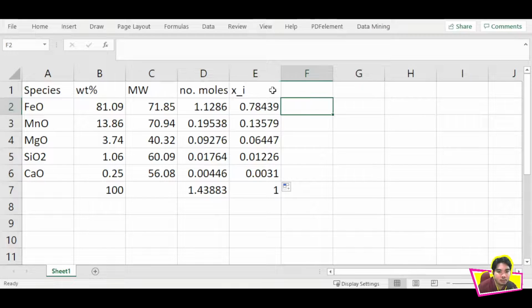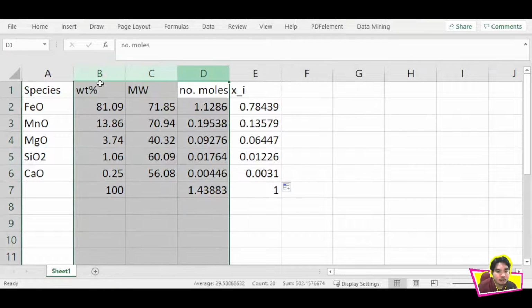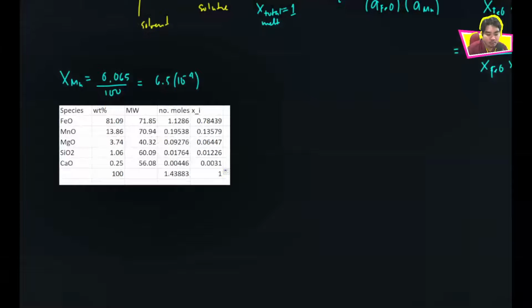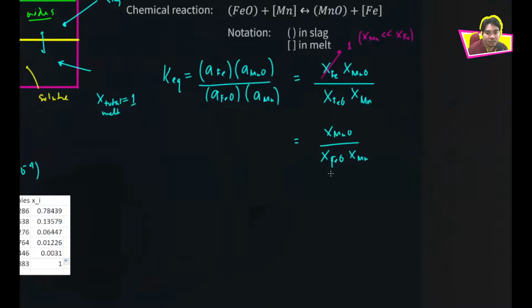Tapos siguro, pwede ko ba hide ko lang to? Kasi huwag na natin hide. Copy lang natin diretso sa Photoshop natin. Okay? So, I'll just say na nag-Excel tayo. So now, we can now compute for these two values, no? Itong XFeO pati yung XMnO.